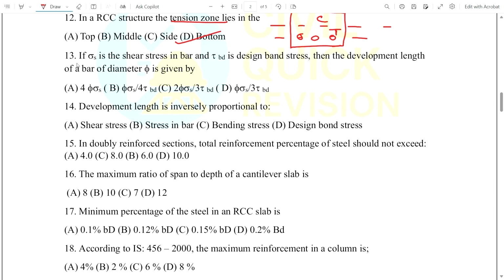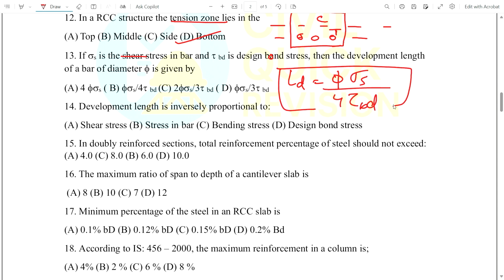Now question number 13. If sigma s is the stress in the bar, and tau bd is the design bond stress, then the development length of a bar of diameter phi is given by, as you all know, development length Ld is equal to phi sigma s by 4 tau bd. You remember this formula? This question is asked many times in many competitive exams. So option B is the correct one.